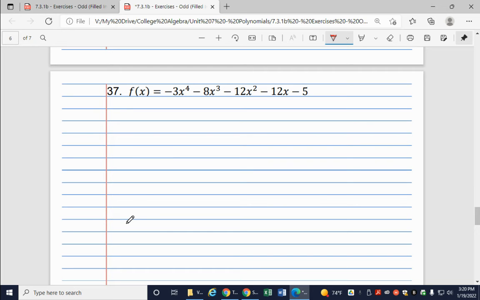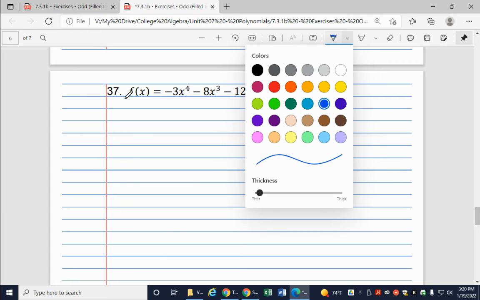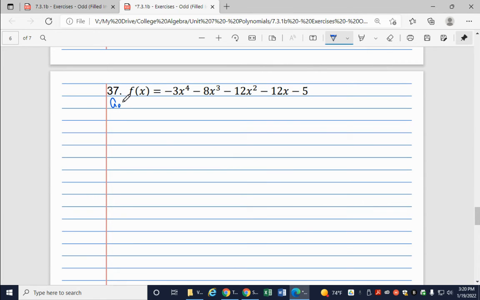All right, f of x equals negative 3x to the fourth minus 8x cubed minus 12x squared minus 12x minus 5. Whew. All right, so we need to figure out what our possible zeros are so that we can figure out a rational zero. A sub 0. What am I going to choose for a sub 0? Which number do I look at?